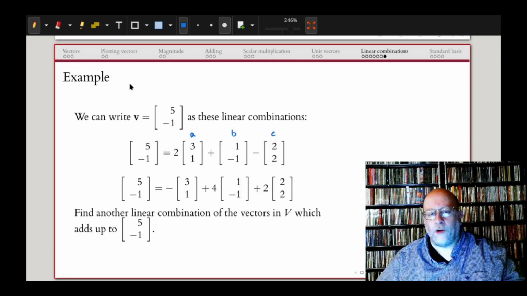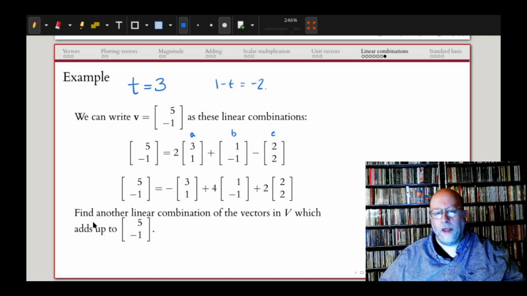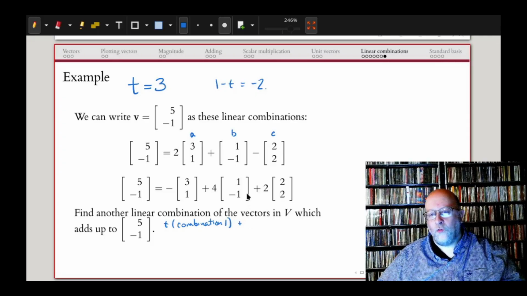And so based on our theorem, we can pick any number we want to for t. In this example, I'm going to use the number 3. And then we're also going to use the number 1 minus t. And 1 minus 3 is negative 2. And the rule says to multiply the first combination by t. So that's t times combination 1. And negative 2, 1 minus t, times the second combination.